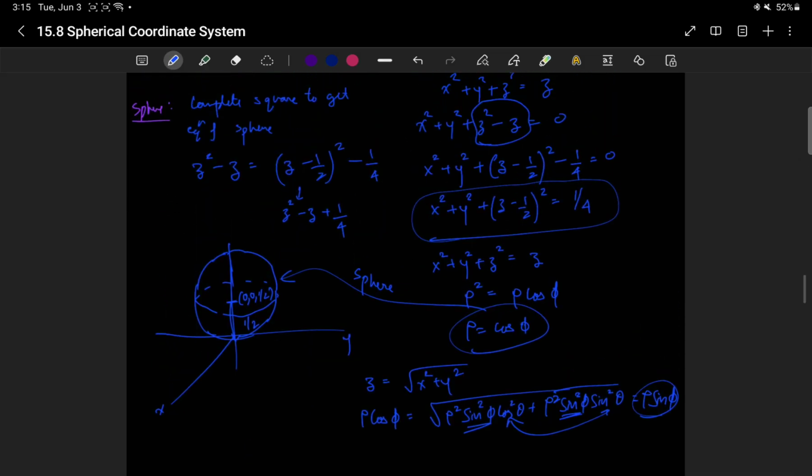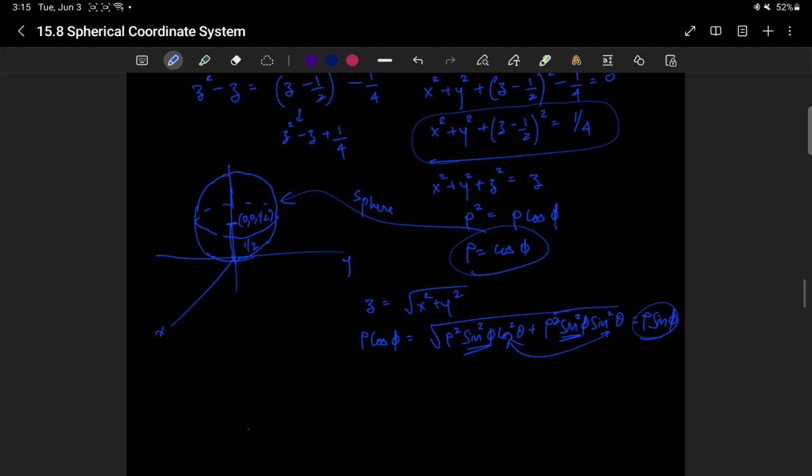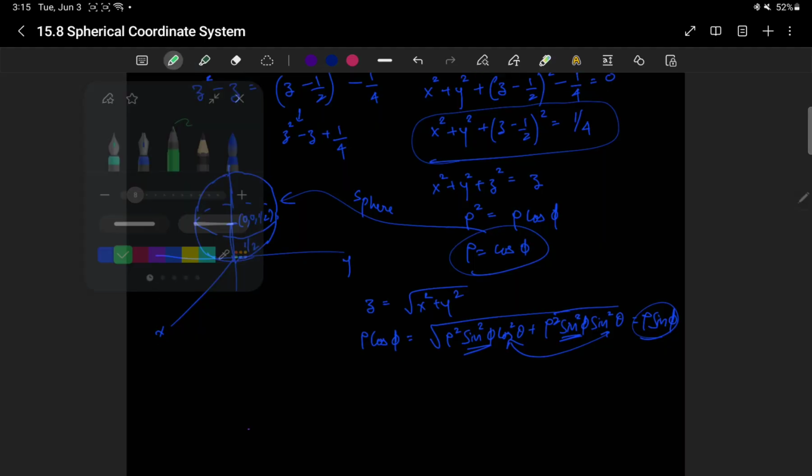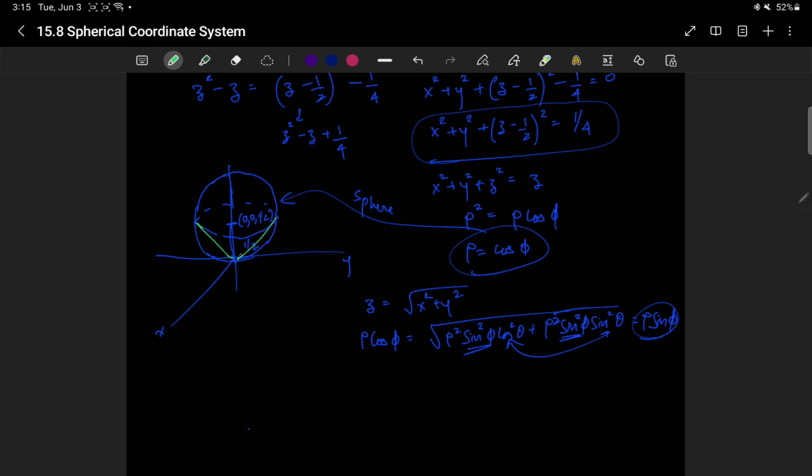So what is the shape we're dealing with here? Let's see. It's below the sphere and above the cone. The cone is here. This is the cone. So the region we are working with is above the cone and below the sphere. So we are trying to find this volume.